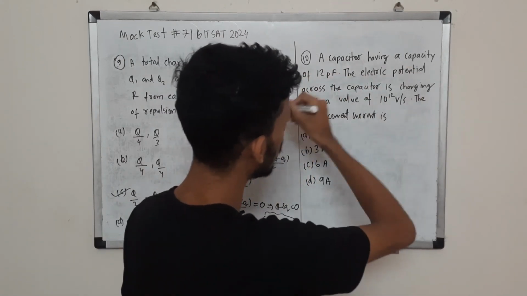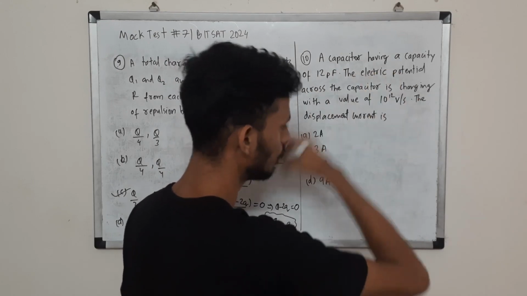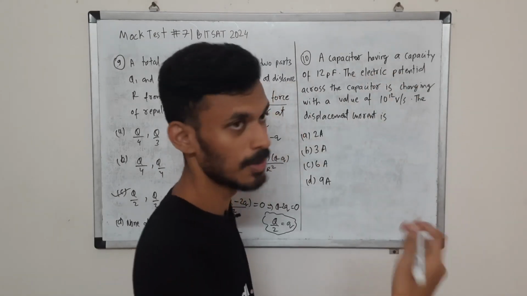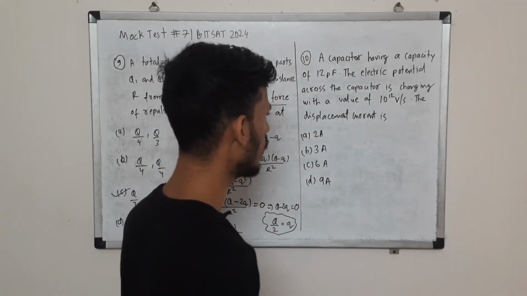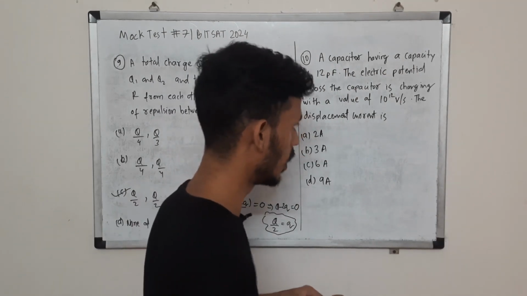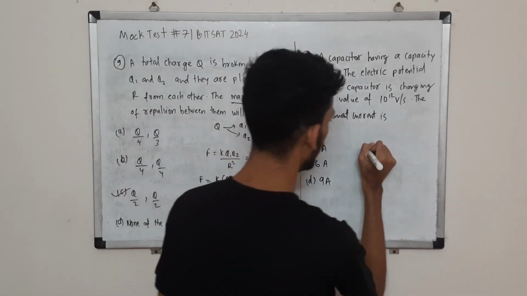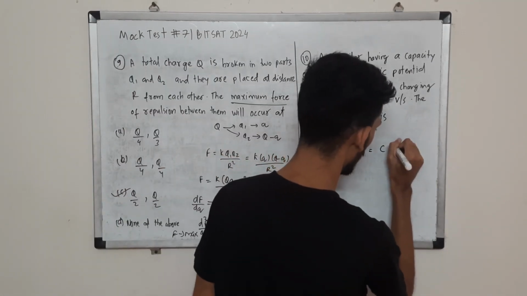With capacity, this electric potential is varying. So the voltage on the plate is varying as 10 to the power 12 volts per second. So this is the variation in the voltage. You are supposed to tell the displacement current. Now this current is simply given as C into dV by dt.